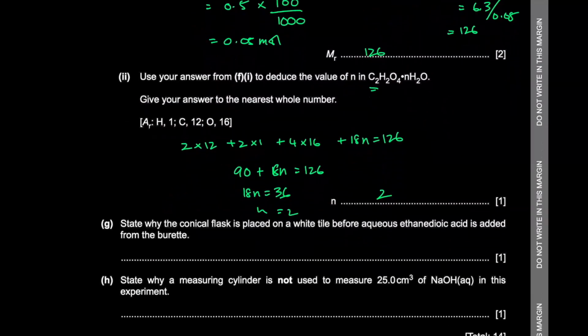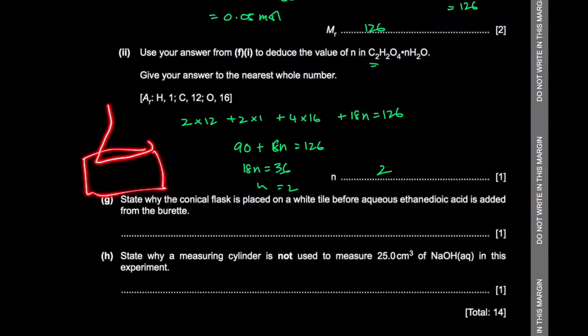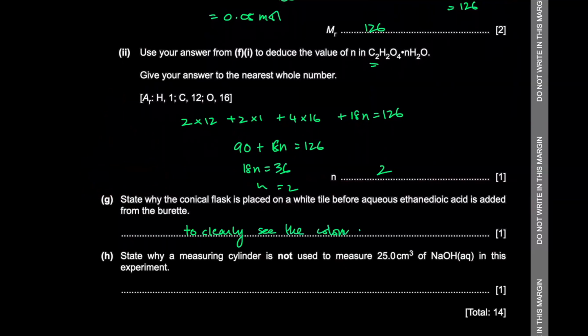State why the conical flask is placed on a white tile. Okay, the reason we place it on a white tile is to see the color change from the titration, right? Because in a titration, the indicator changes color, and you want to be able to see that color change. So you use a white tile. So the reason why is to clearly see the color change at the end point.